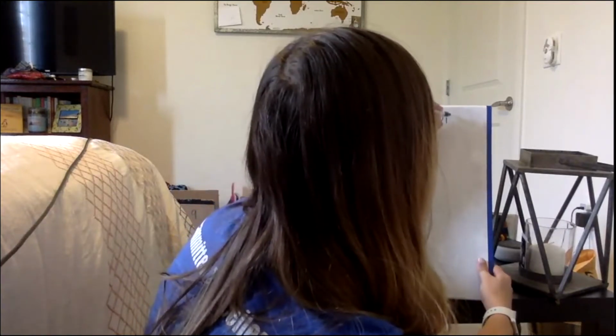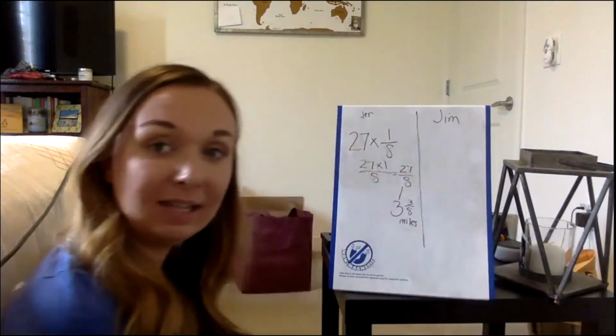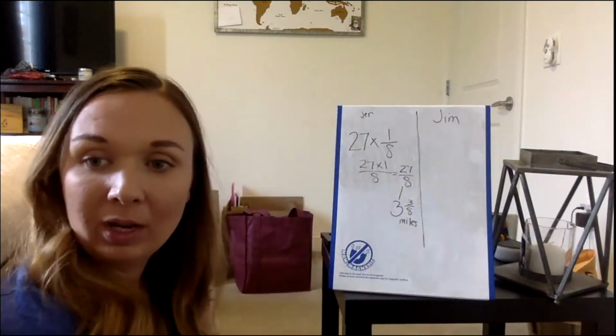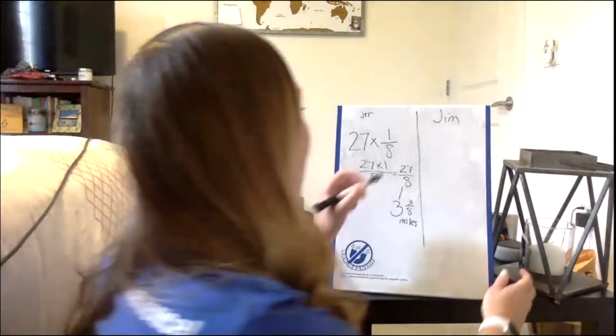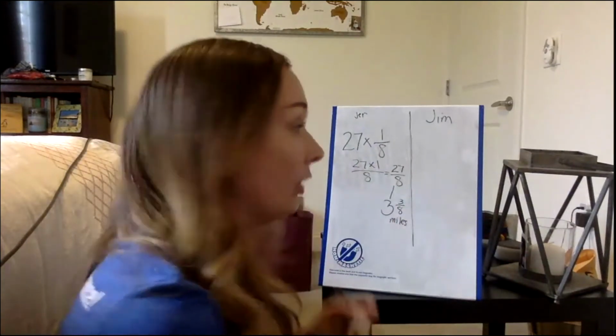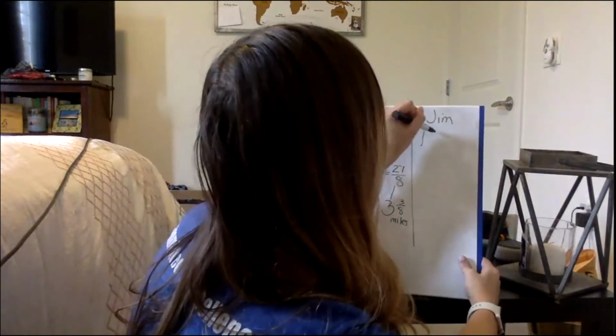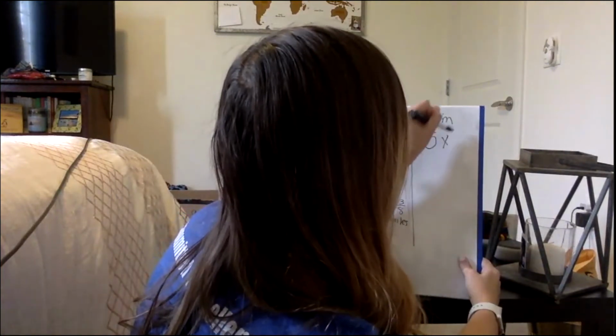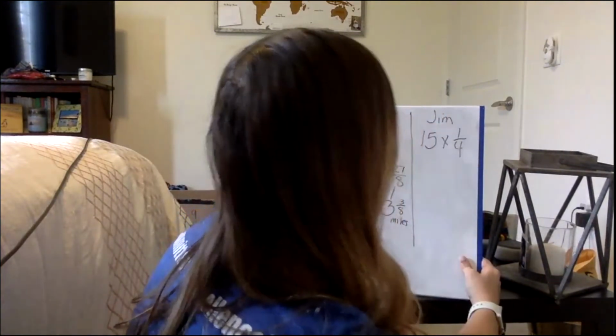But then we had Jimmy. And they said that Jimmy did 15 laps on a track that was 1/4 of a mile long. So Jimmy did less laps, but his track was a little bit longer. So we'll see if he ran more or less than Jeremy. So he did 15 at 1/4 of a mile.